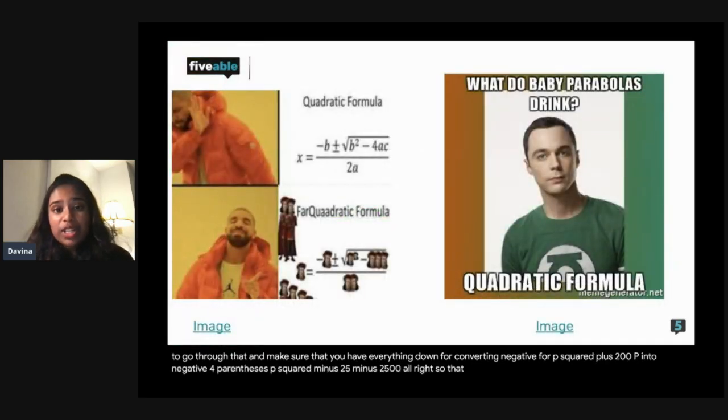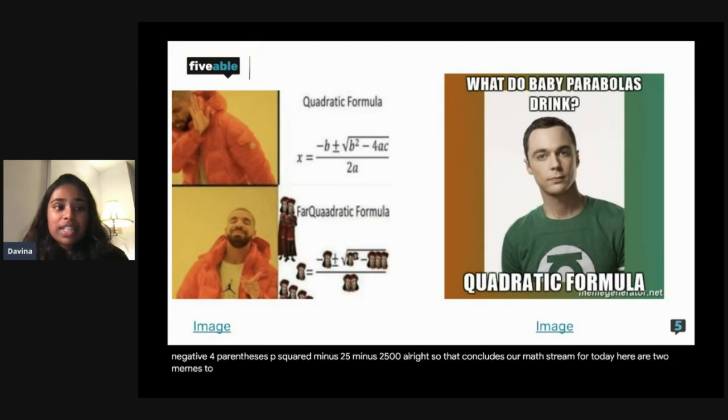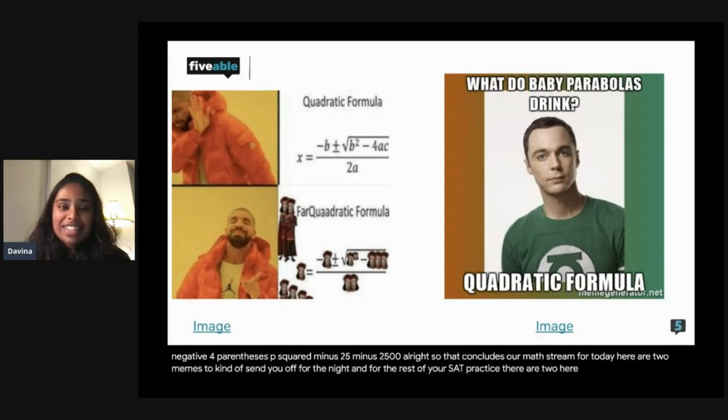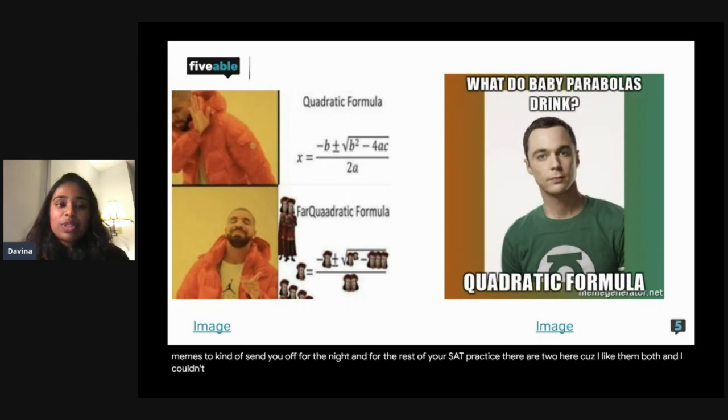All right, so that concludes our math stream for today. Here are 2 memes to send you off for the night and for the rest of your SAT practice. There are 2 here because I like them both and I couldn't pick which one was my favorite. So you can take a look at that if you would like to.